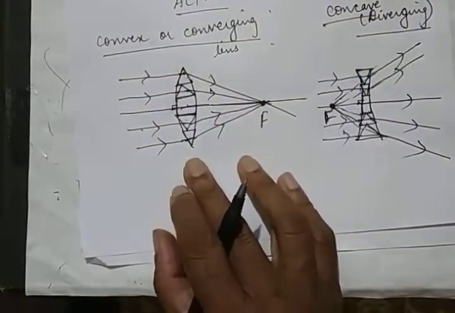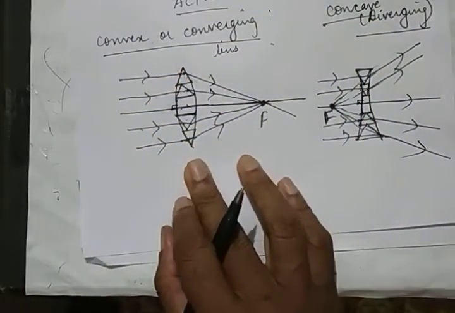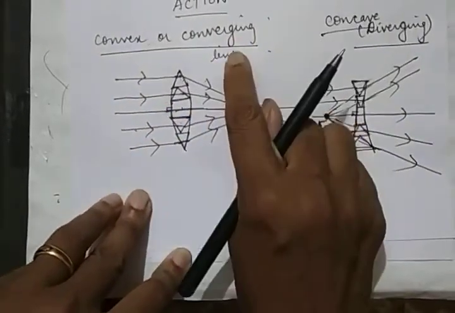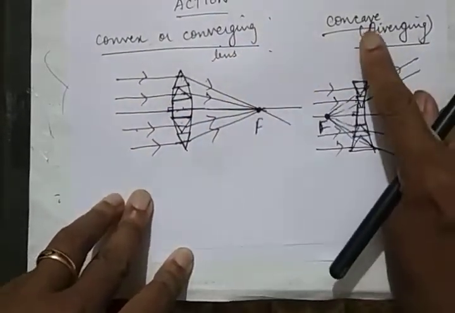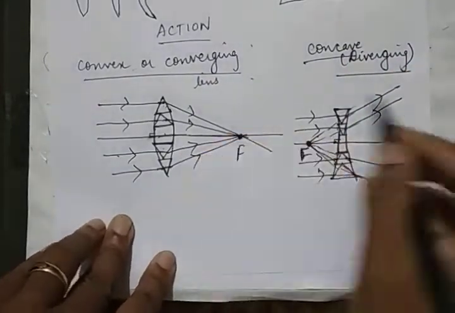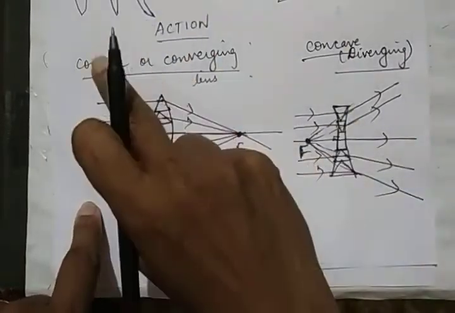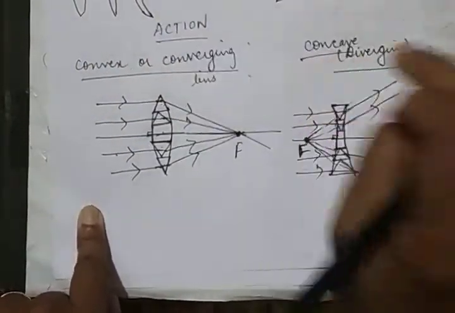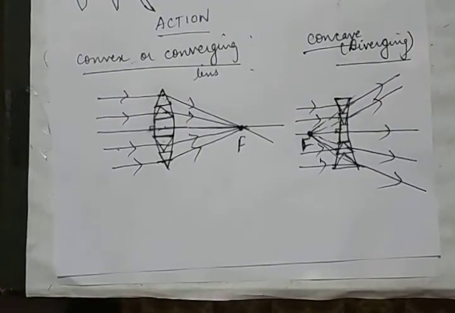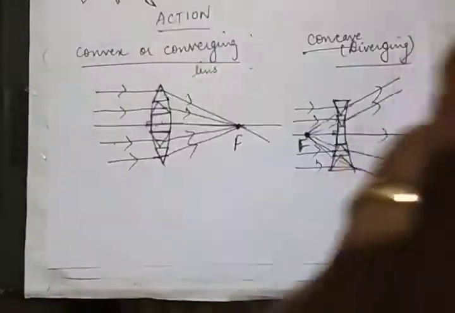Now if you compare this with mirrors, a concave mirror functioned like a converging mirror, and a convex mirror was a diverging mirror. So this is just the opposite. A convex lens will be converging and a concave lens will be diverging. Remember that. So the first thing you have to know is the action.